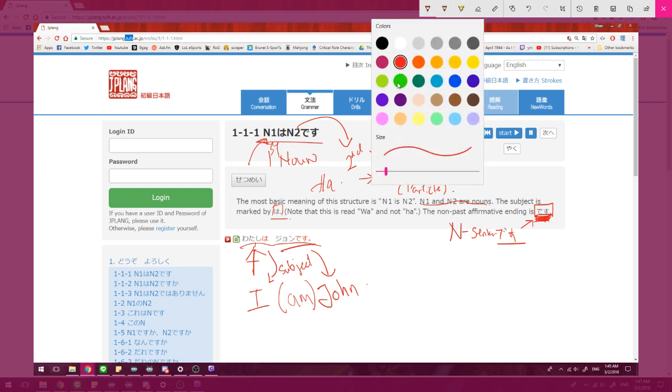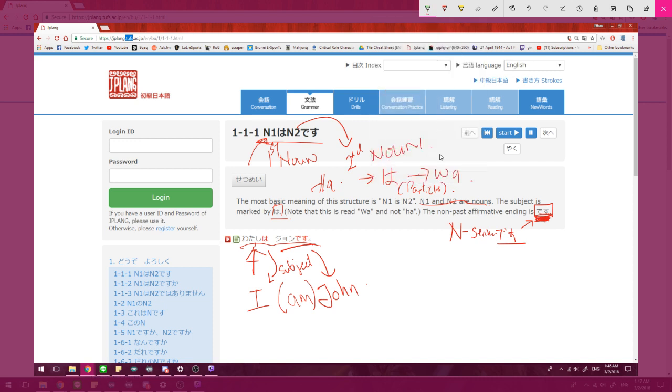Let's change this color. I don't like red. Let's change it to a bit greenish. Okay, no, that's too bright for stream. Dang it. Let's change to blue.